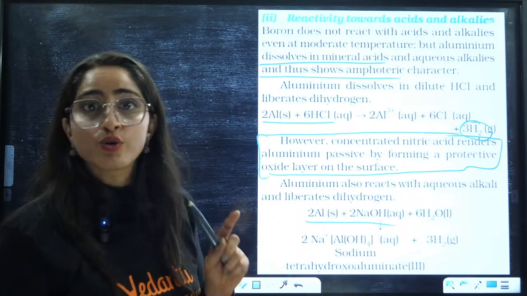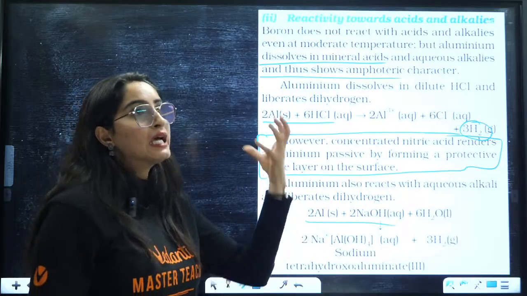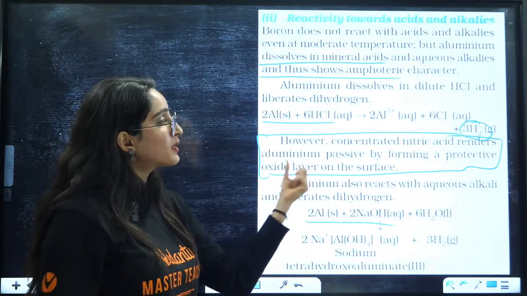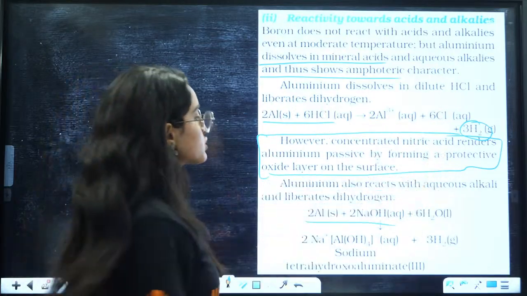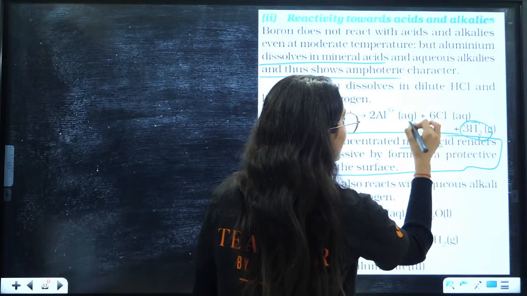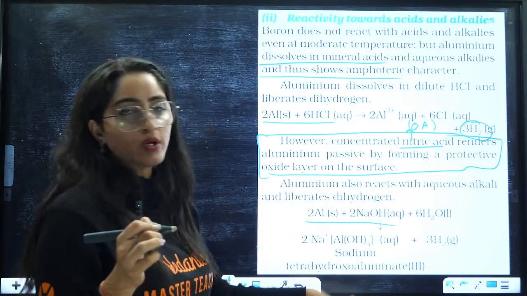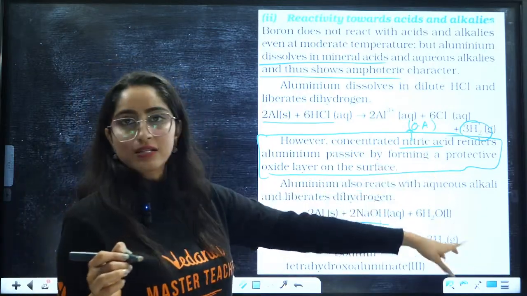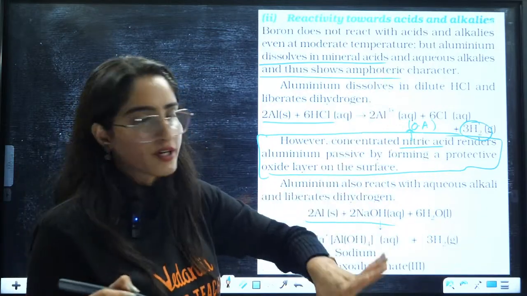Understood? This question also can be asked, right? Why does aluminium react with other acids but not with nitric acid? Because nitric acid is also a good oxidizing agent. Write it down because it is not written in your book. That is why write it down, because nitric acid is a good oxidizing agent, right?